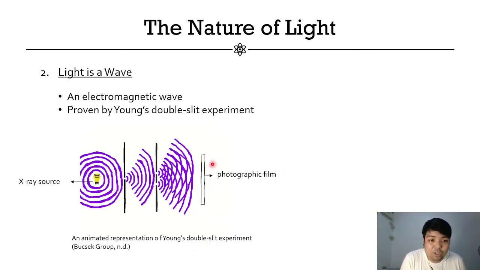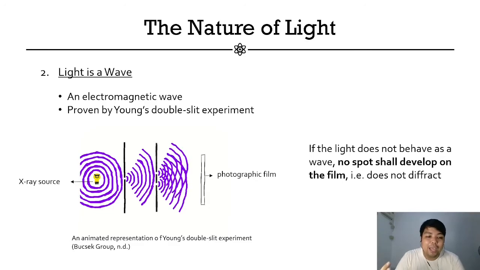in the experiment, it shows that on the photographic film, there were dark and light spots. We know that when a photographic film is exposed to light, there will be some light spots. So there are actually dark and light spots here on the photographic film. These dark and light spots indicate that something is happening. If light does not behave as a wave, no spot shall develop on the photographic film, but there are spots that develop. This is only possible if light diffracts as it passes through the slit.